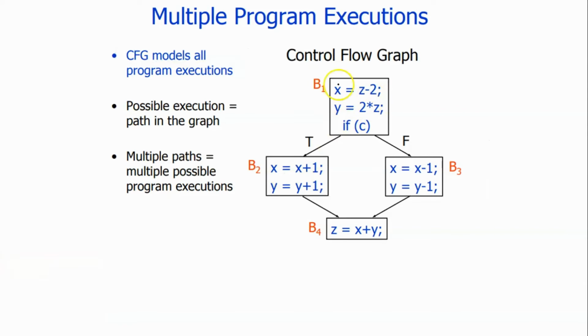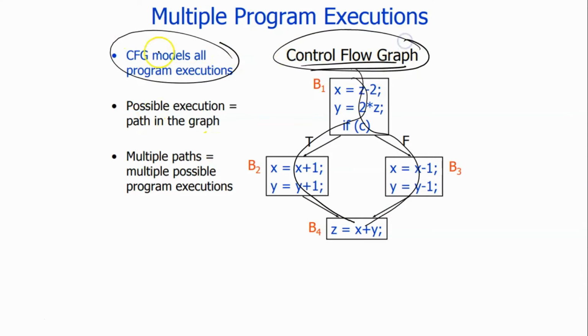You can see, because what are the possible executions? You can have this execution or you can have this execution. All the possible executions are covered by this CFG. So that is the benefit of CFG. CFG will model all the possible program executions. Without running the program, we can cover all the possible program executions.